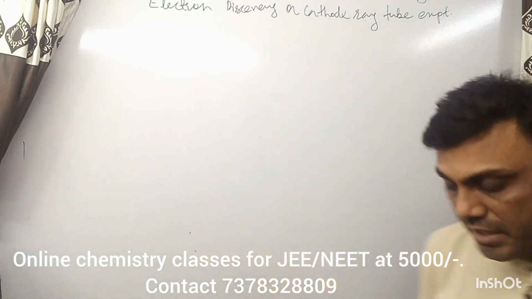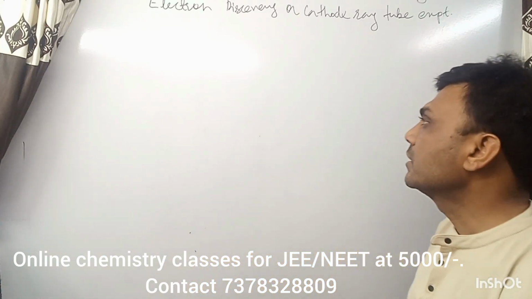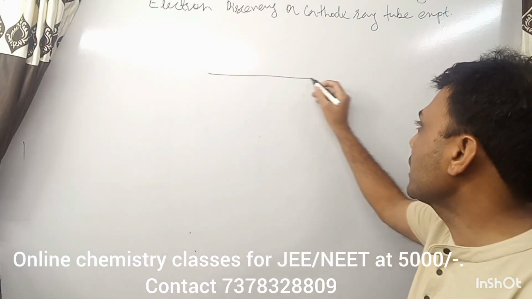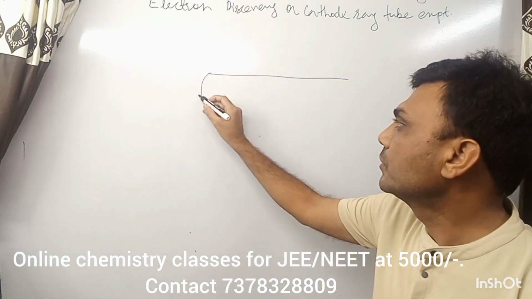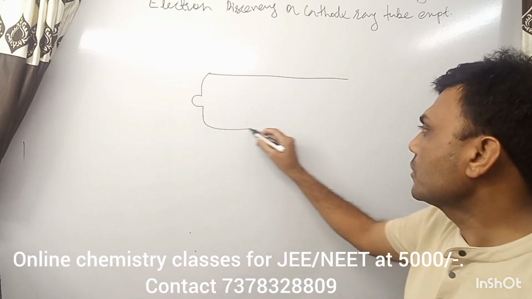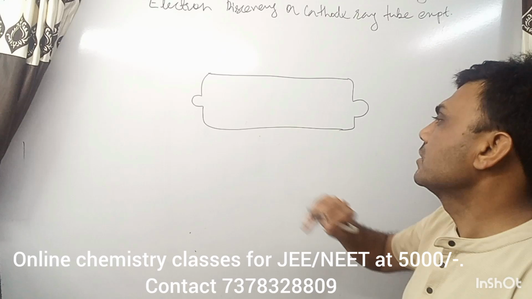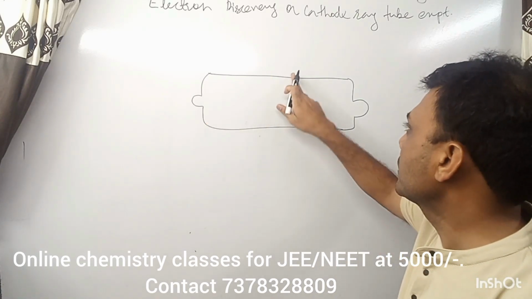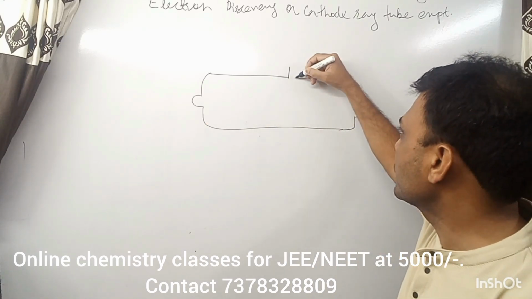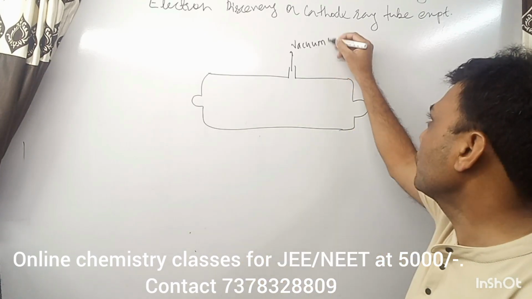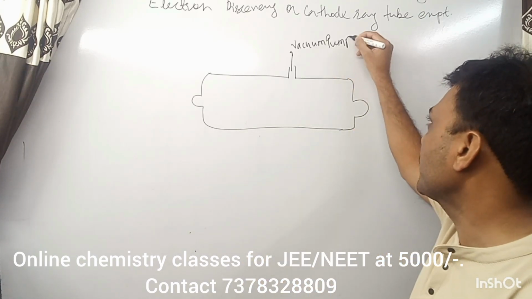Now I will draw the cathode ray tube experiment. This is a glass tube. Here is a gap, you can say there is an opening. This is a vacuum pump inlet.